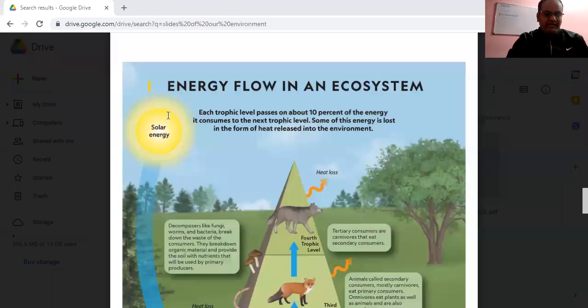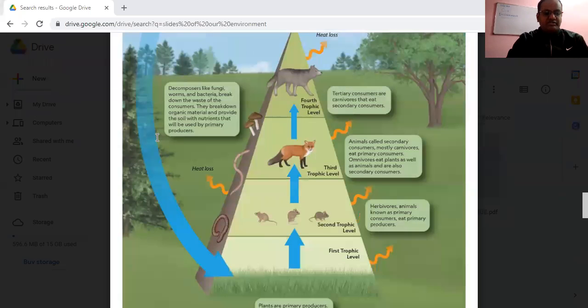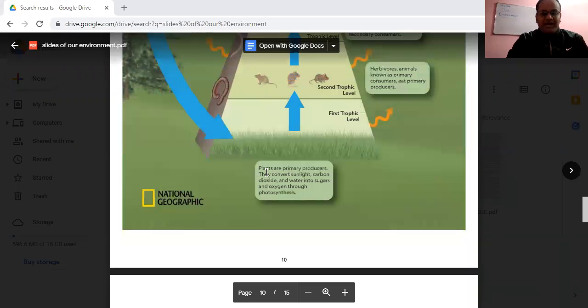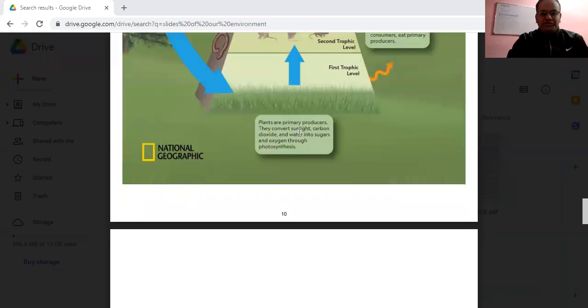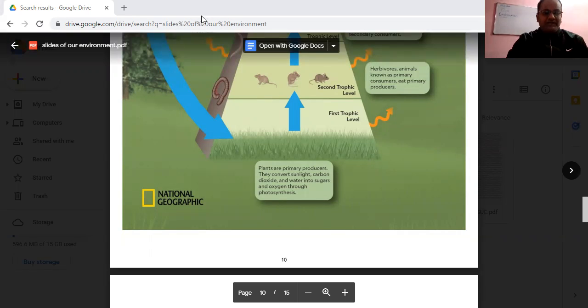First of all, the solar energy. You can see in this image, the solar energy is captured by the plants. The plants are the primary producer. They convert sunlight, carbon dioxide, and water into sugar and oxygen through a very important environmental process that is called photosynthesis. Got it? So the plant is at the basic, or preliminary, level. It is capturing the sunlight and preparing the food for the rest of the world. They are the producer.